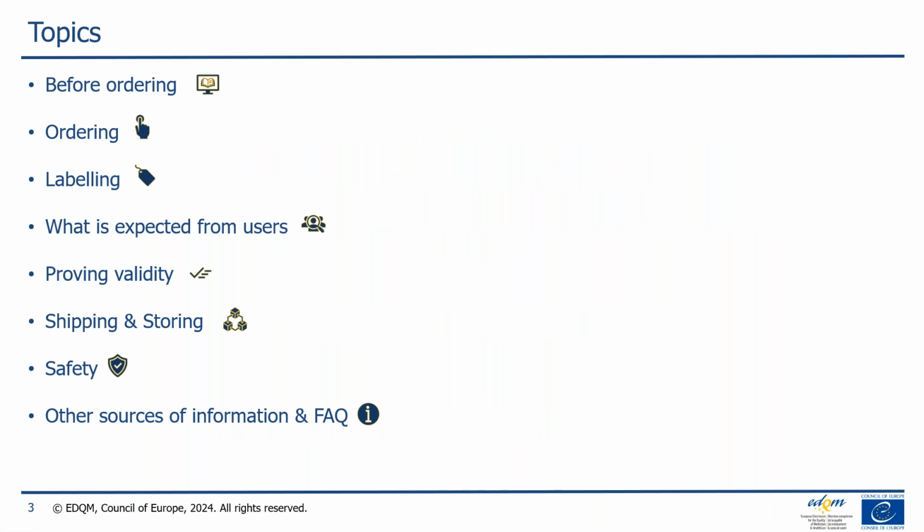The presentation will deal with handling, dispatch, and the practicalities of reference standards. And for this, I'll be guiding you through several key topics. So we'll start with the ordering process, then with an explanation of what labeling means for the EDQM and its reference standards. We'll also discuss what is expected from you as a user, and also how to prove the validity of the reference standards you are using. We'll then briefly touch on shipping and storage conditions. We will go through some safety features related to the reference standards, and conclude with other sources of information and frequently asked questions.